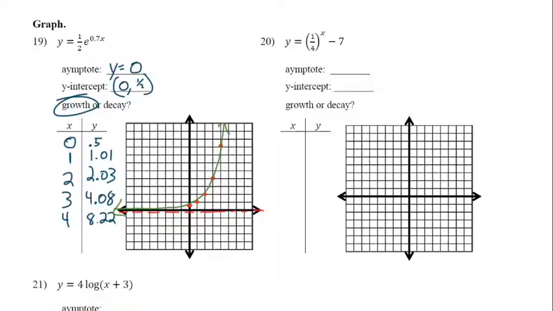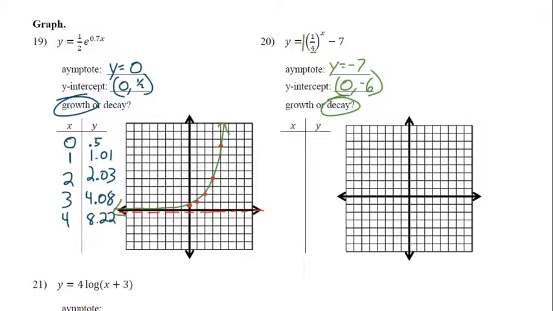Number 20, same idea. Is this growth or decay? Well, it's a 1/4 in there, so it's decay. Your asymptote is actually at y equals, you guessed it, -7. Remember, it's at 0, but we moved it down 7. Okay. Last but not least, your y-intercept is actually at -6. Okay. Here is y. That is that number out front. That is your a value.